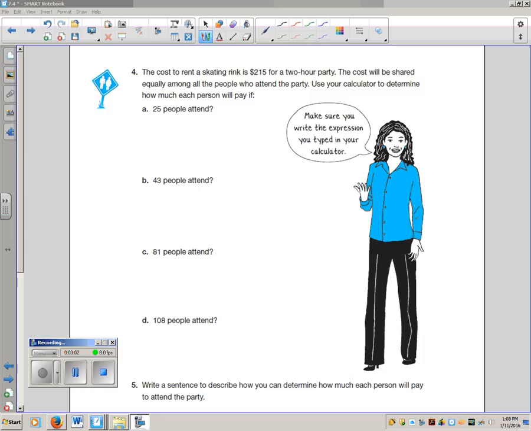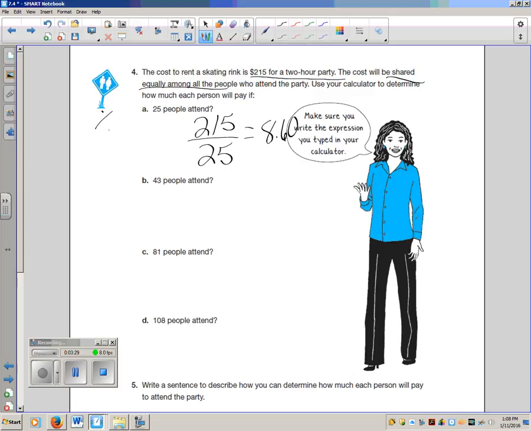Number 4, next page. Cost to rent a skating rink is $215 for a 2-hour party. The cost will be shared equally among all the people. This tells you right here it's a division problem. Use your calculator to determine how much each person will pay. So we've got our whole, $215. We're going to split that up with 25 people. The cost would be $8.60.